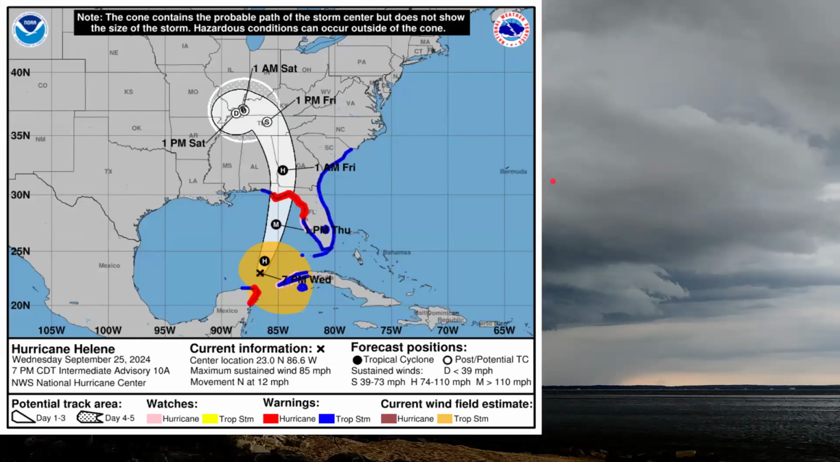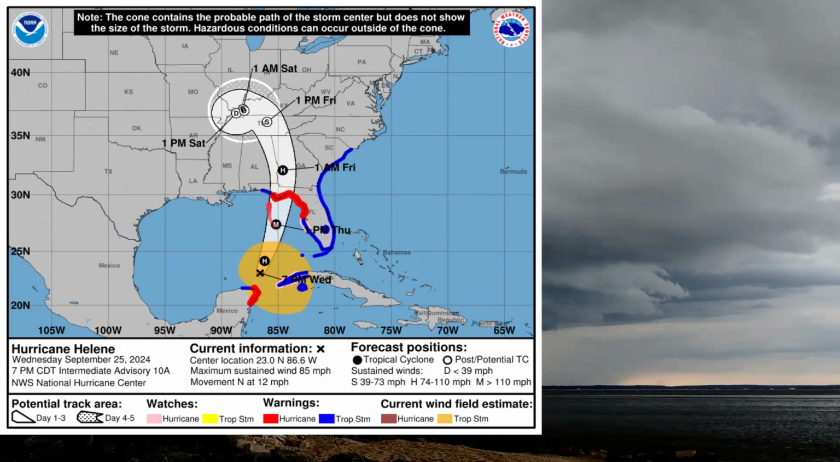Here's a different way we can look at it. Here's what it always is going to look like for our tropical systems. Right here, we're saying that right now it is a hurricane. M means it's going to be a major hurricane. So right now, it is expected to be a category 4 when it hits Florida. This white is what we call our cone of uncertainty.